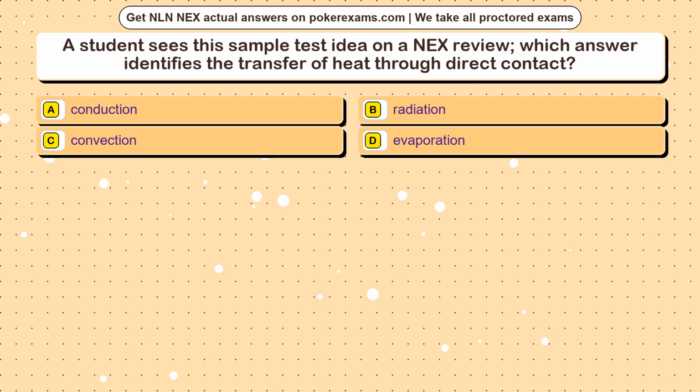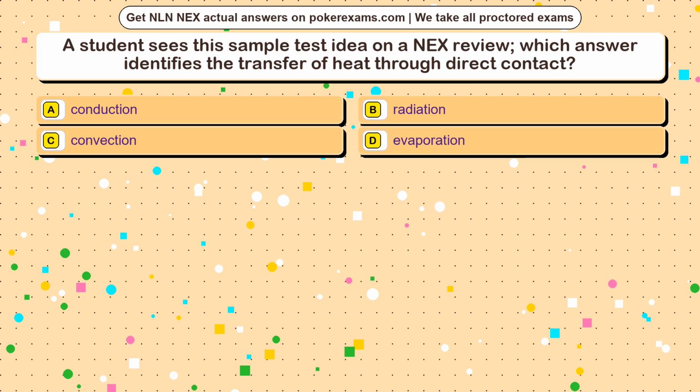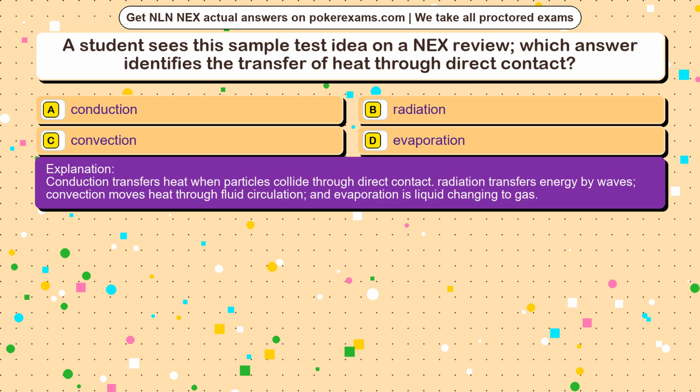Question 10. A student sees this sample test idea on a NEX review. Which answer identifies the transfer of heat through direct contact? Option A, conduction. Option B, radiation. Option C, convection. Option D, evaporation. The correct answer is option A. Conduction transfers heat when particles collide through direct contact. Radiation transfers energy by waves. Convection moves heat through fluid circulation, and evaporation is liquid changing to gas.